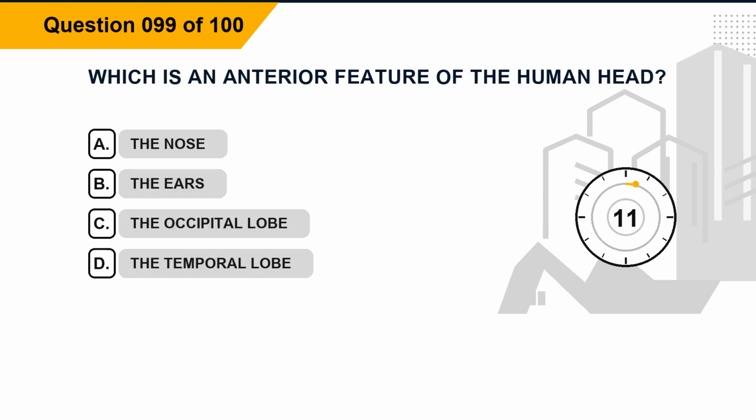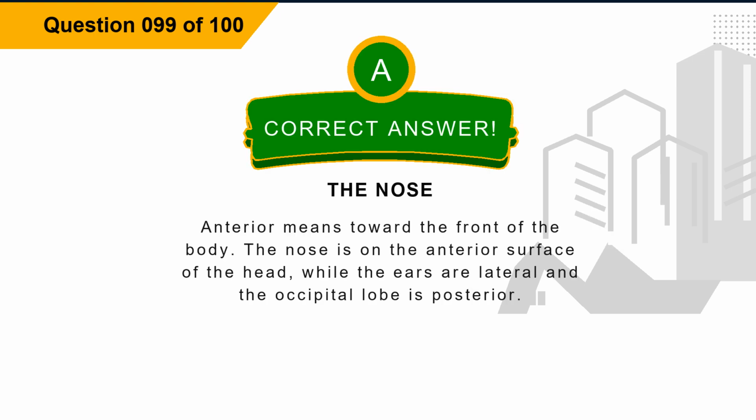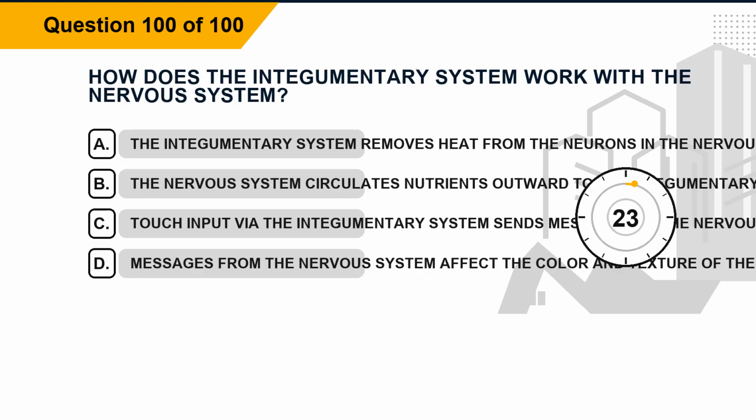Question 99. Which is an anterior feature of the human head? Option A, the nose. Option B, the ears. Option C, the occipital lobe. Option D, the temporal lobe. The correct answer is option A, the nose. Explanation: anterior means toward the front of the body. The nose is on the anterior surface of the head, while the ears are lateral and the occipital lobe is posterior.